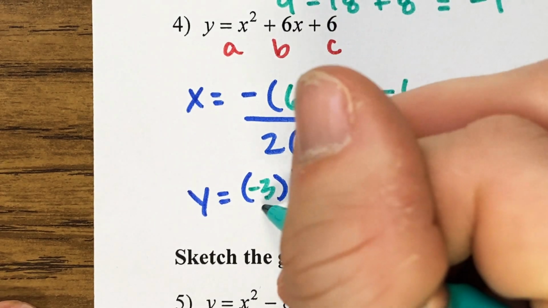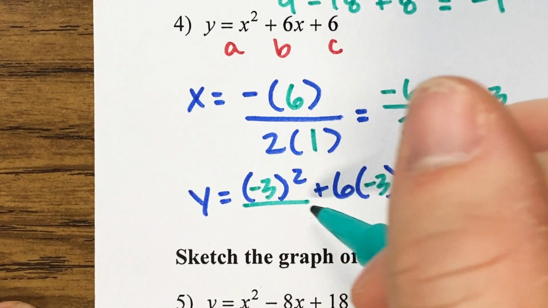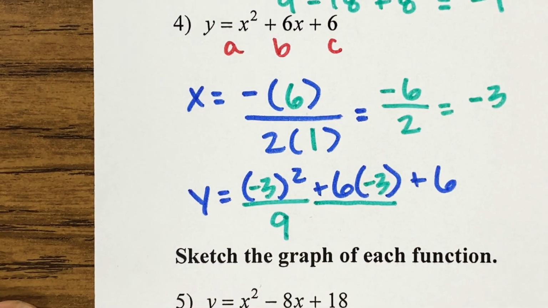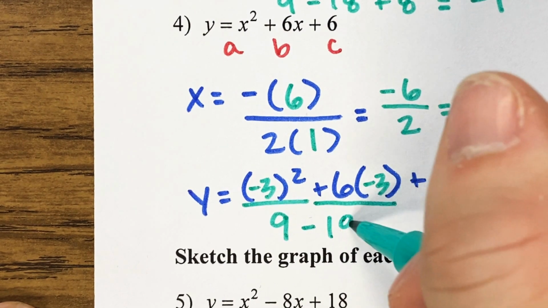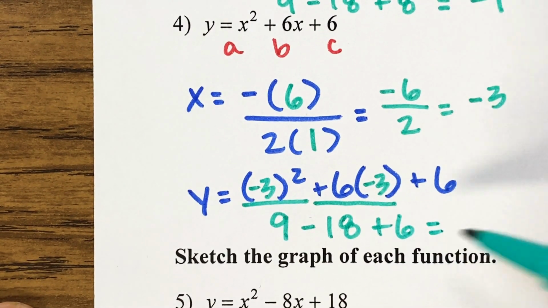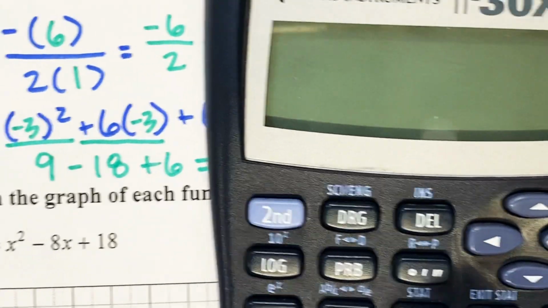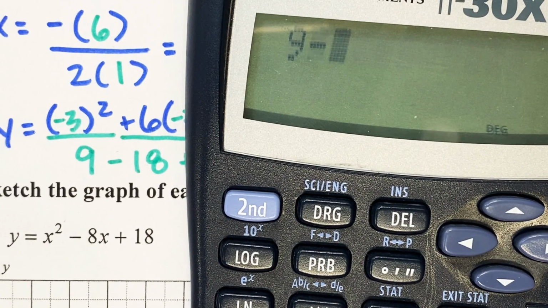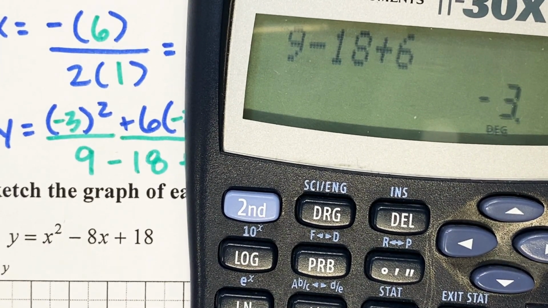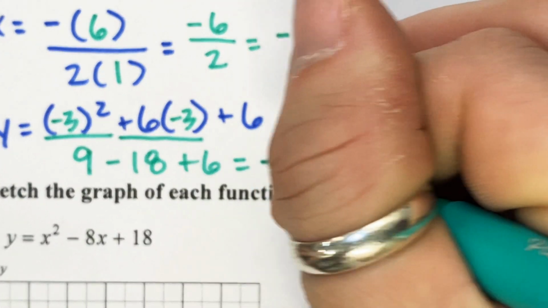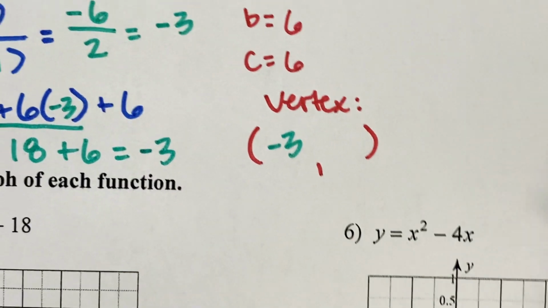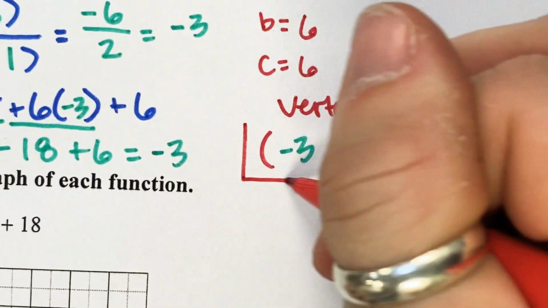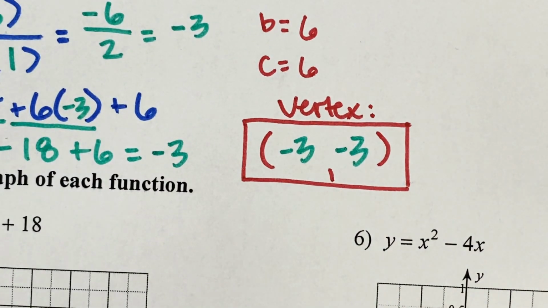Okay, now we can go ahead and just solve it. Negative 3 squared, negative 3 times negative 3 is going to give me a positive 9. 6 times negative 3 is negative 18. And plus 6, we can go ahead and put this into our calculator. Okay, so I'm going to do 9 minus 18 plus 6. That gives me negative 3. So we found that the y is also negative 3, meaning our vertex is (negative 3, negative 3).